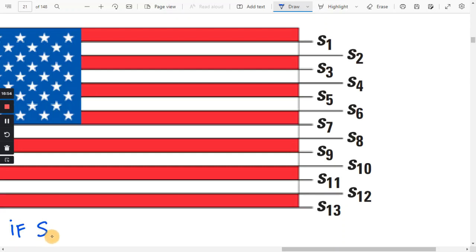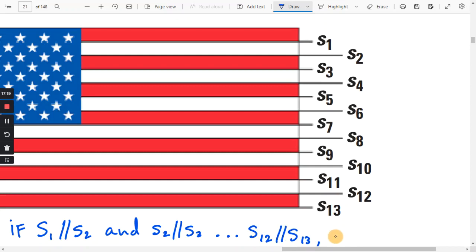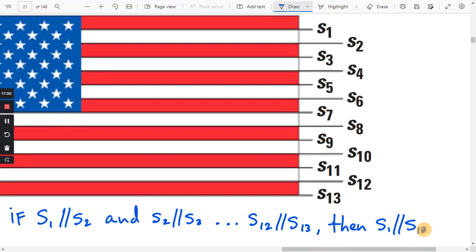if S1 is parallel to S2, and you just keep going, S2 is parallel to S3, because it said that the one above is parallel to the one below, and then you just keep going, and you'll finally say S12 parallel to S13. Well then S1, the first one on top, is parallel to the last one on the bottom, S13. You just keep counting down until you get to S12 parallel to S13. And that would prove that S1, the top one, is parallel to S13, the bottom one.